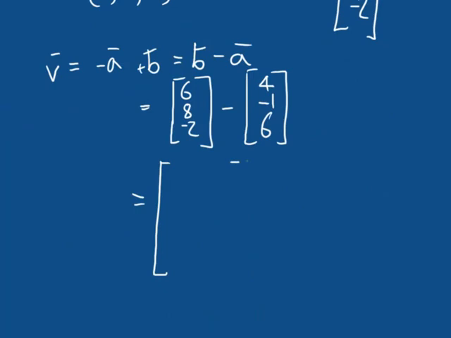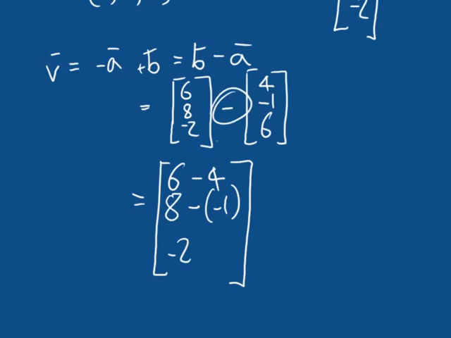We've seen this already. So we're going to take for our first component, the first component of our first vector minus the first component of our second. That's 6 minus 4. Likewise, for our second component, we're going to take the second component of our first vector and minus the second component of our second. So 8 minus 1. And then for the third component of our vector, we're going to take the third component of our first vector, minus 2, and subtract from that minus the third component of our second vector. So minus 2 minus 6.